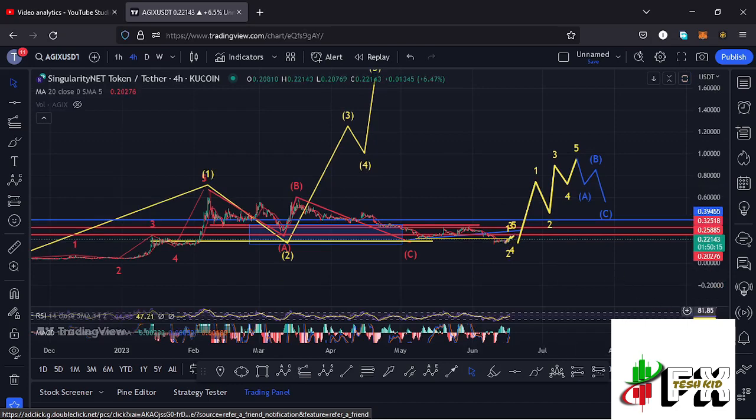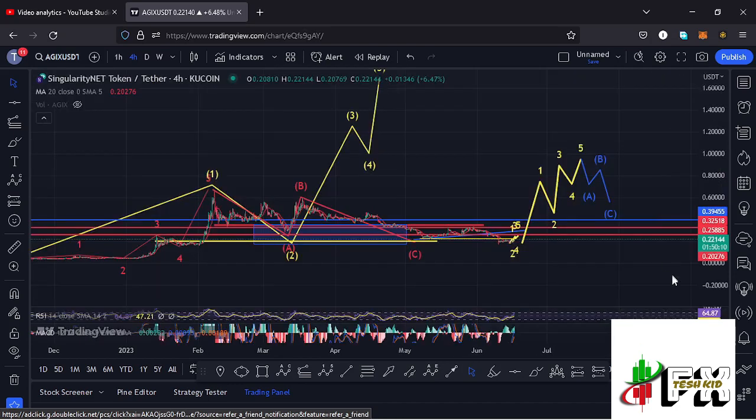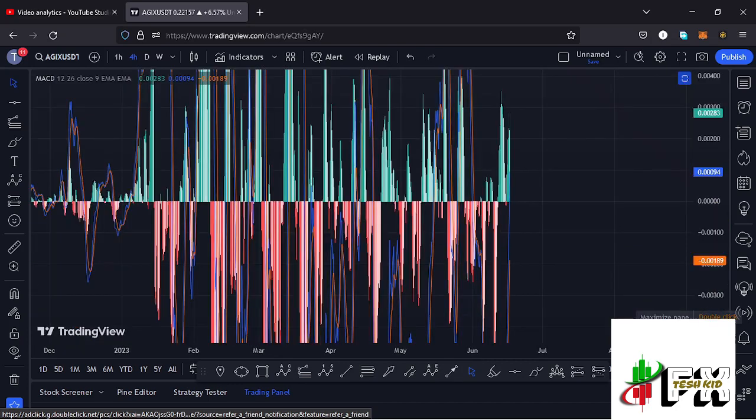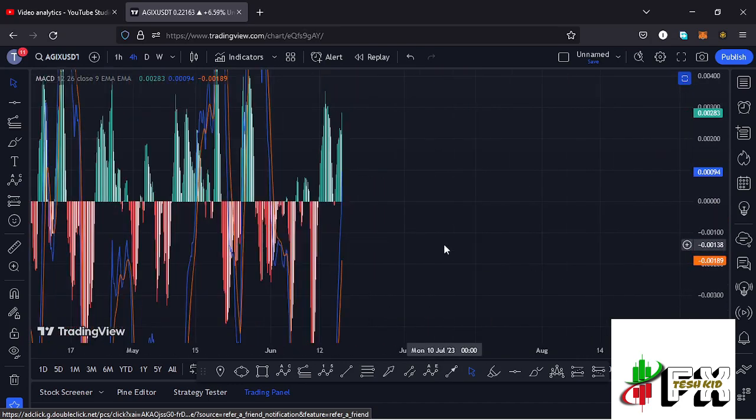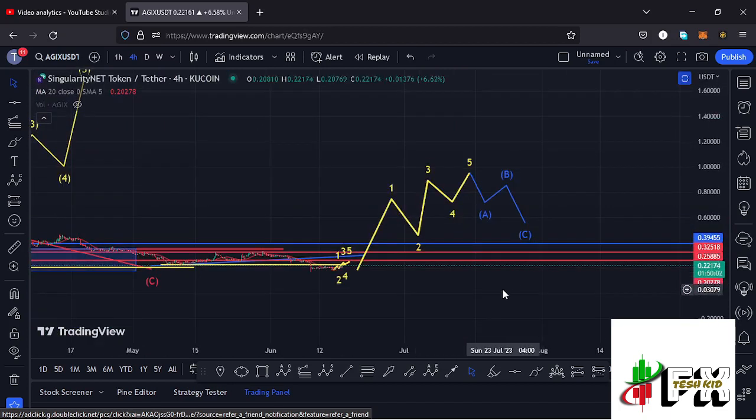Also taking a look at the indicators, on the RSI we are trading at around the 64 mark. On the MACD, we have been able to print a bullish cross, fully supporting higher prices. So let's be patient and see how that plays out, and I'll be keeping you updated.